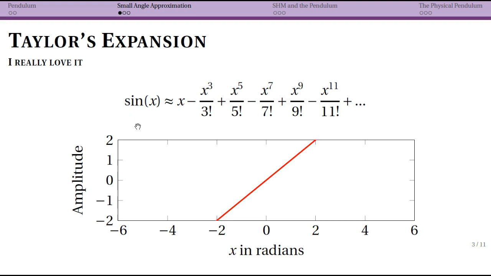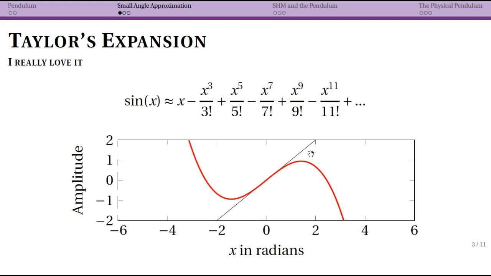Since it might be a couple of years since you've learned this, it might not be something that you're really comfortable with. So if we just think about the first term here, sine of x equals x, well, this is what that looks like, just x. That obviously doesn't really look like sine of x. But now let's add the second term. Let's say x minus x cubed over 3 factorial. That looks a little bit better.